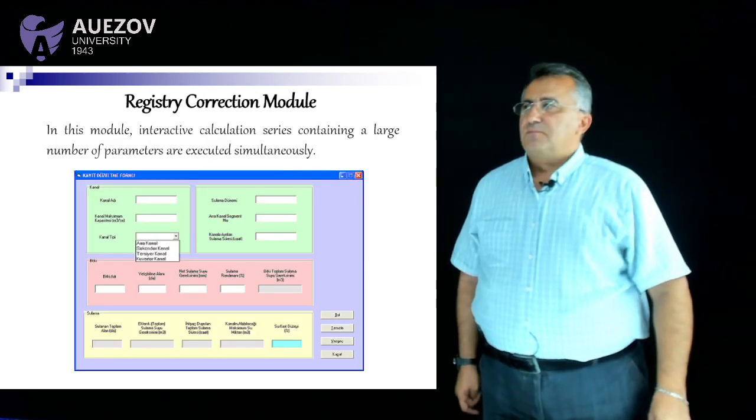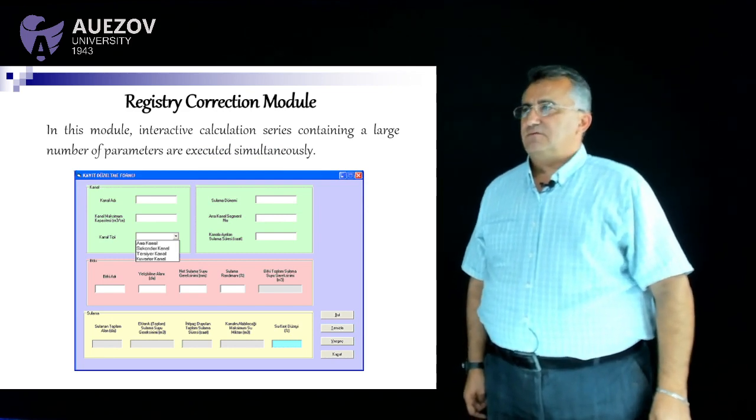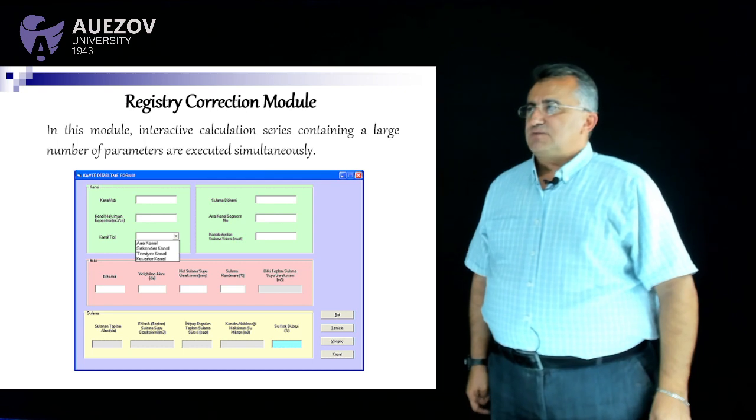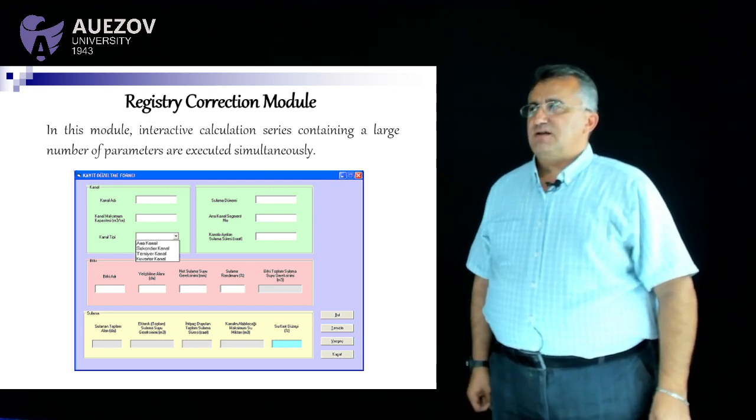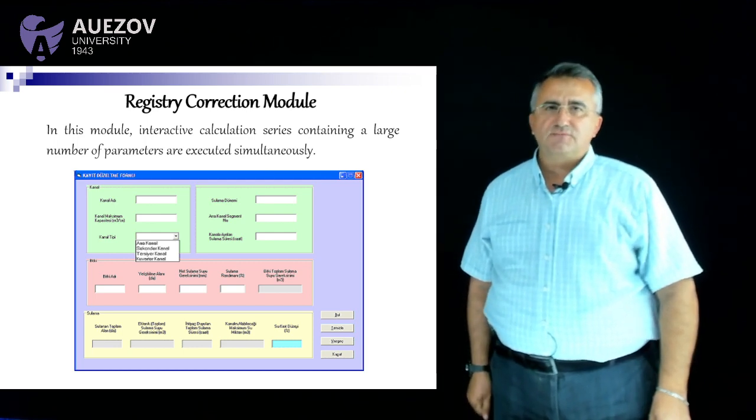Also, the registry correction module, here we can see. In this module, interactive calculation series containing a large number of parameters are executed simultaneously.